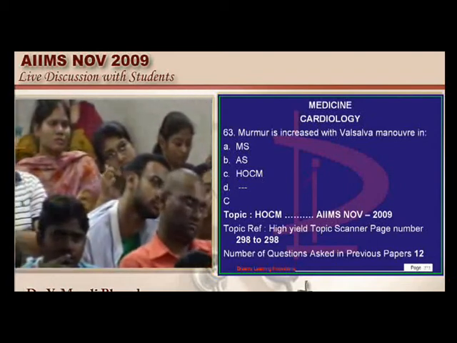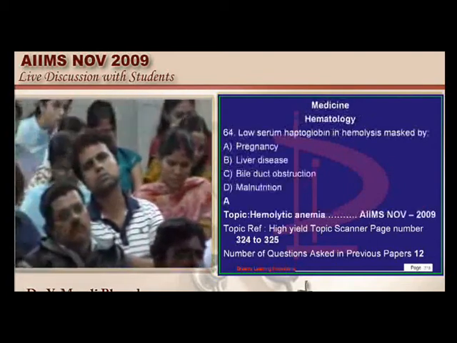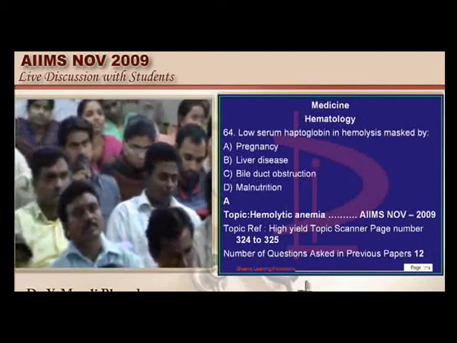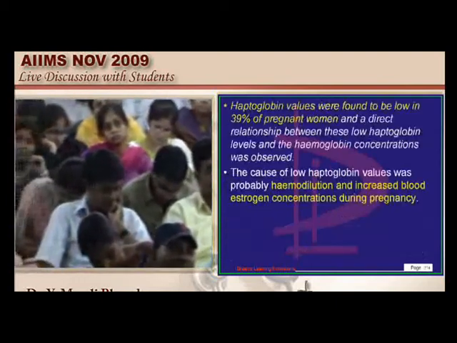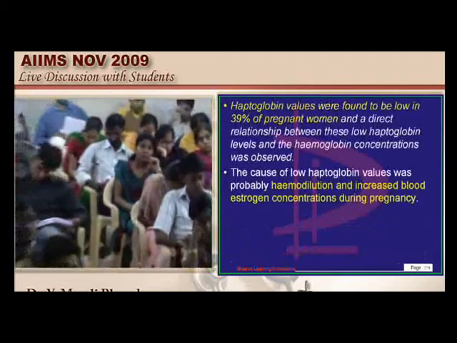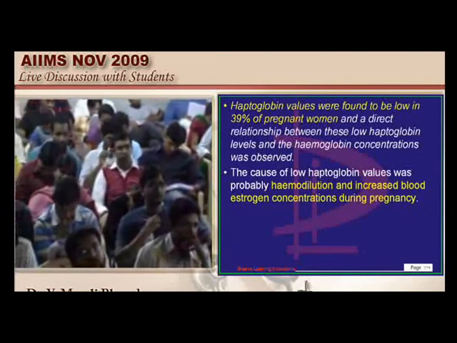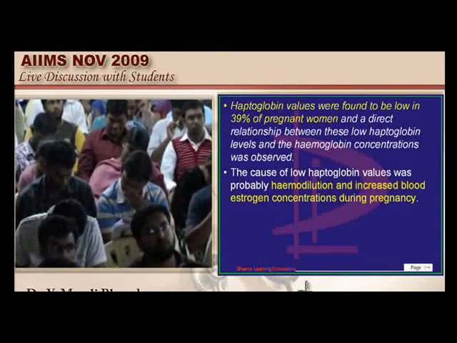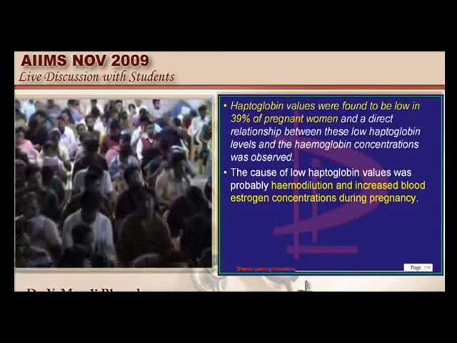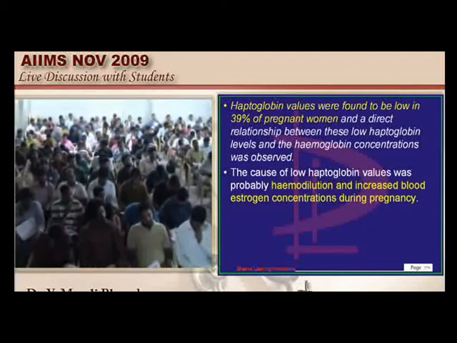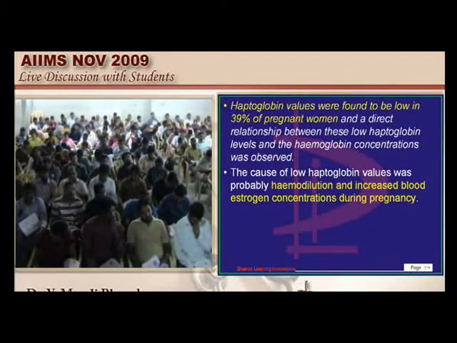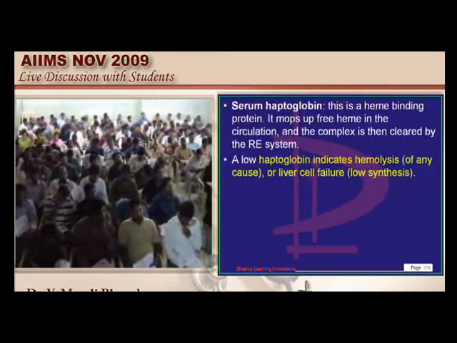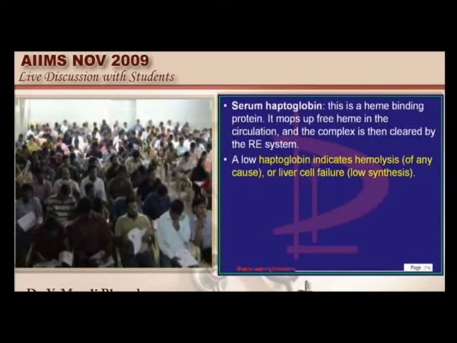Now haptoglobin is a very important marker. Marker of what? Intravascular hemolysis. It is a very important marker. But it is difficult to interpret the haptoglobin values in pregnancy. Why? Because pregnancy is a state of hemodilution, and that can lead to a low haptoglobin naturally, even without intravascular hemolysis, and that can interfere with your interpretation, is what you have to basically remember. So the low serum haptoglobin in hemolysis is masked by the pregnancy, is what needs to be remembered.